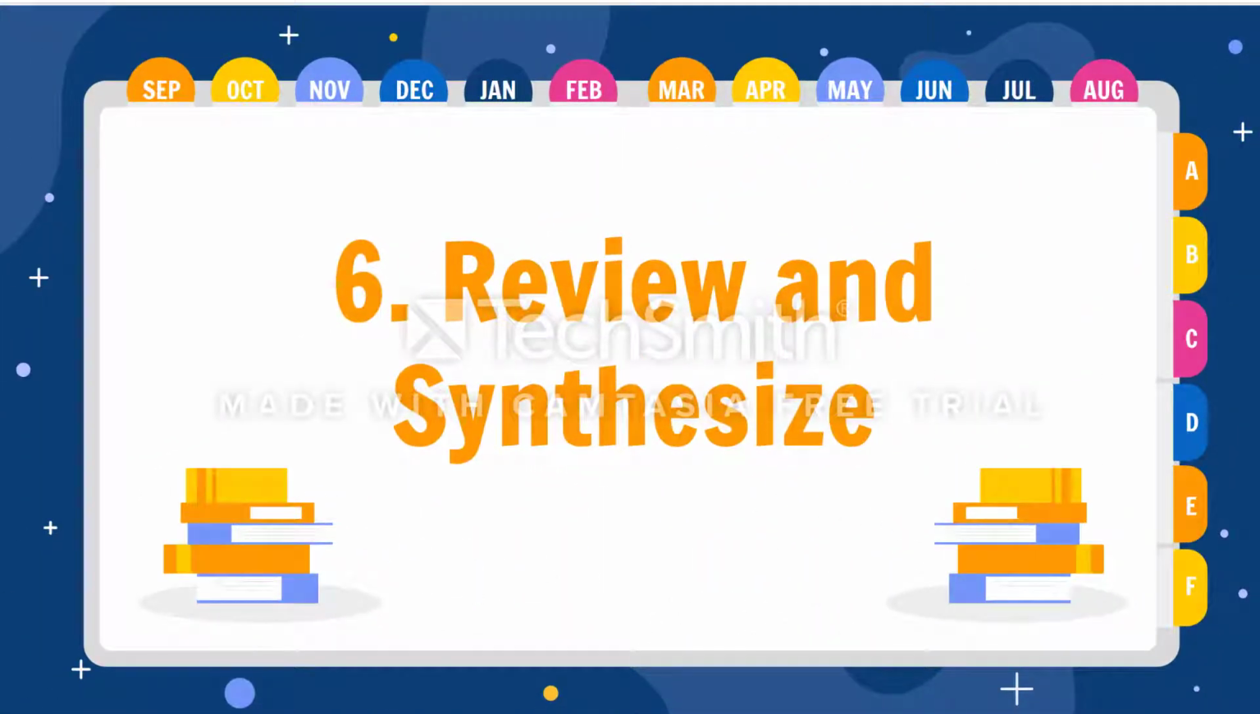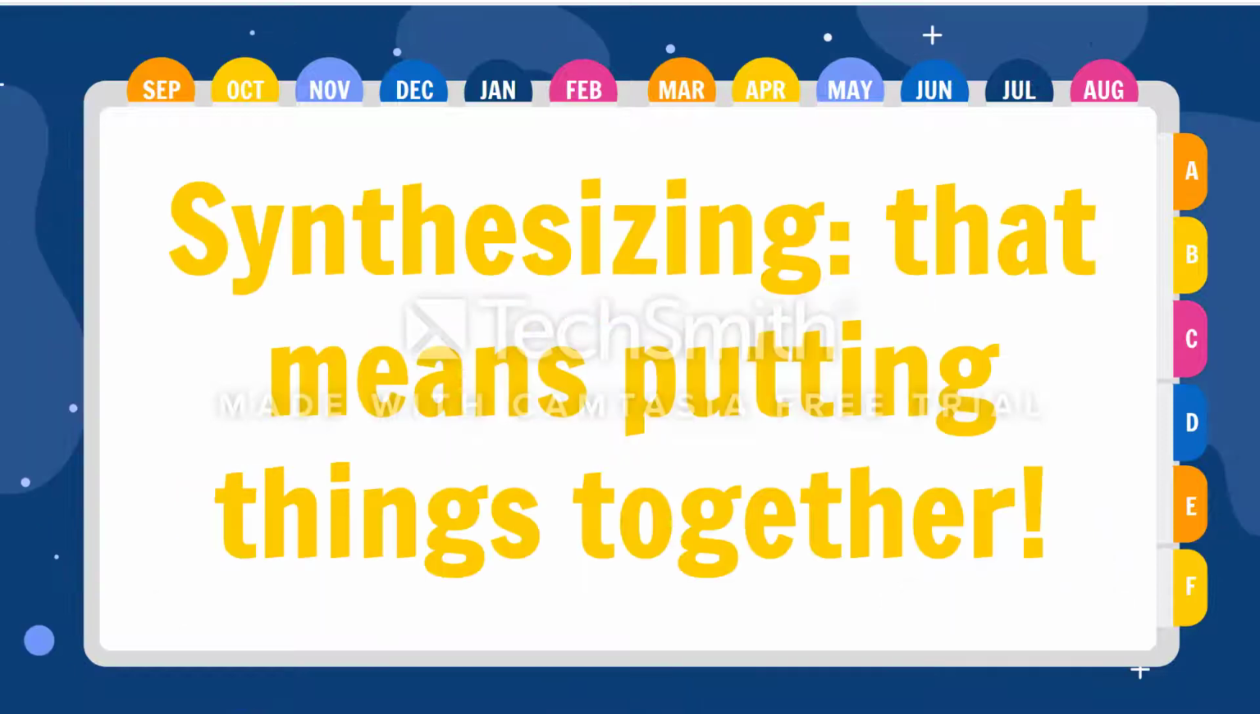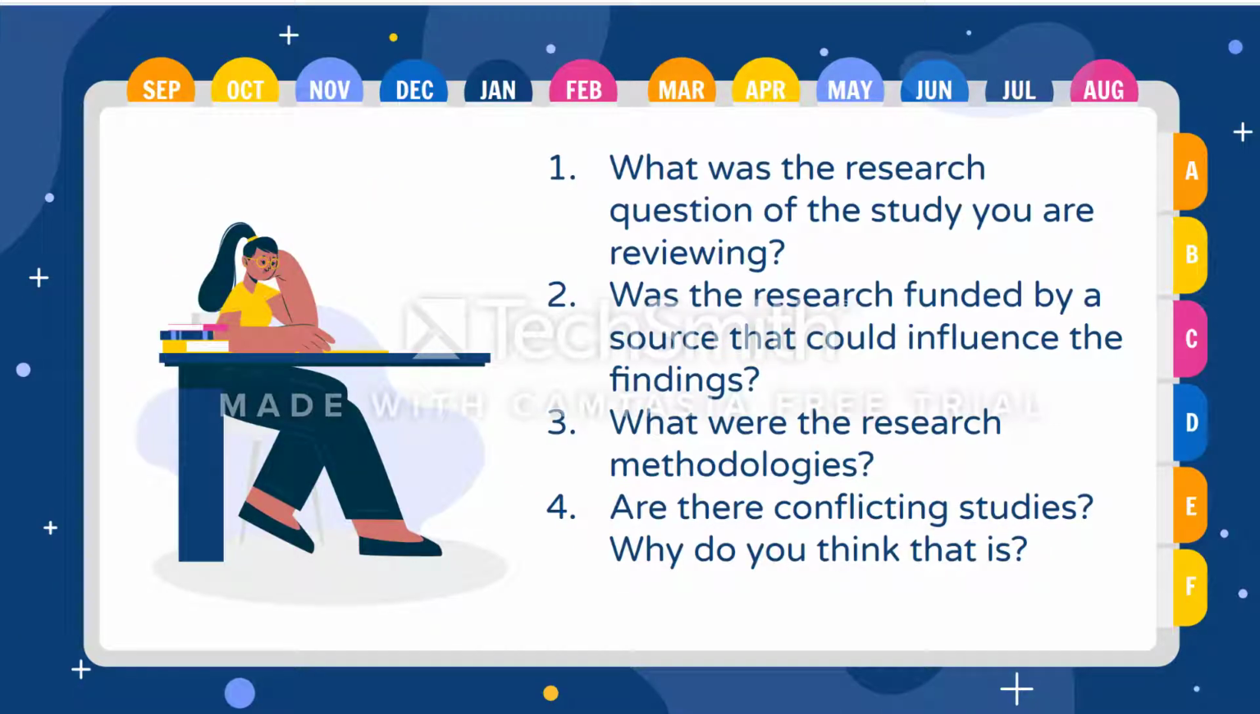Once you have several articles you want to work with, it's time to review and synthesize. As you read the articles, make note of the following. What was the research question of the study you are reviewing? Was the research funded by a source that could influence the findings? What were the research methodologies? Are there conflicting studies? Why do you think that is? By answering these questions about your articles, you will get a stronger understanding of the literature published on your topic.